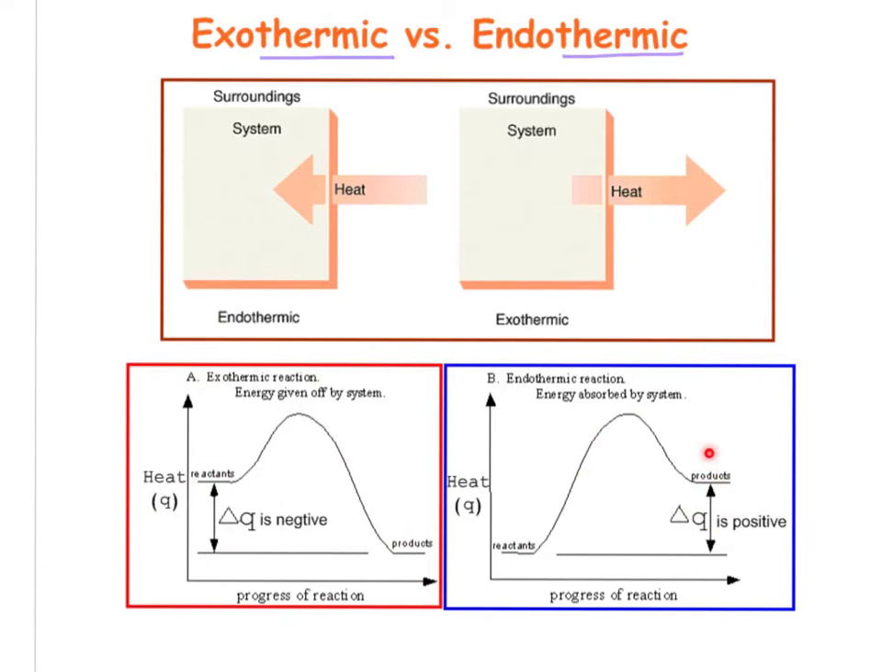Once again, when that change in heat is negative, when heat is being given off, it is exothermic, energy is given off. When we are taking heat in, it is endothermic, energy is being absorbed by the system.